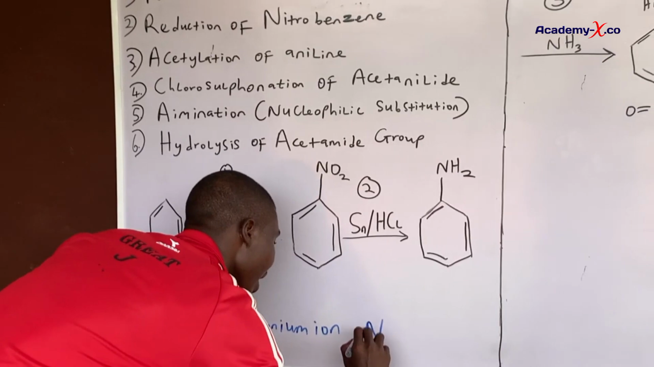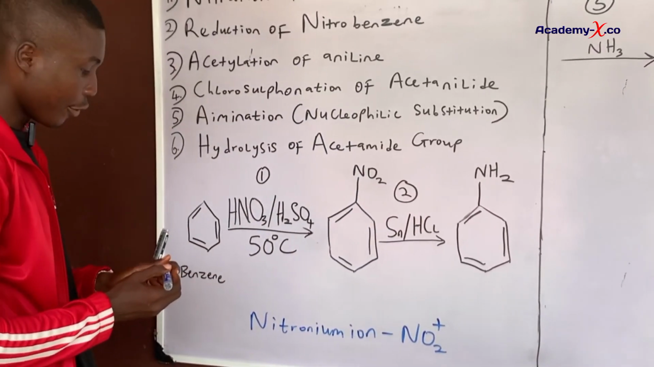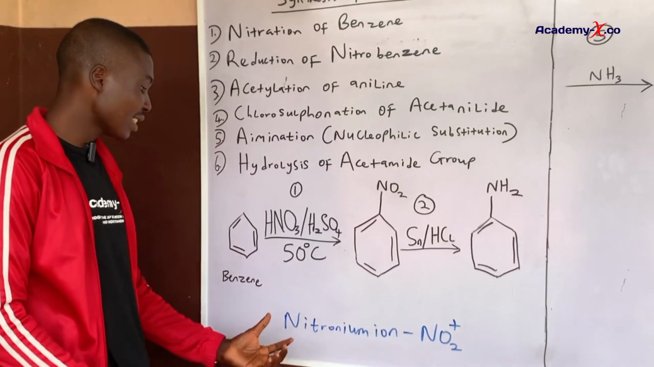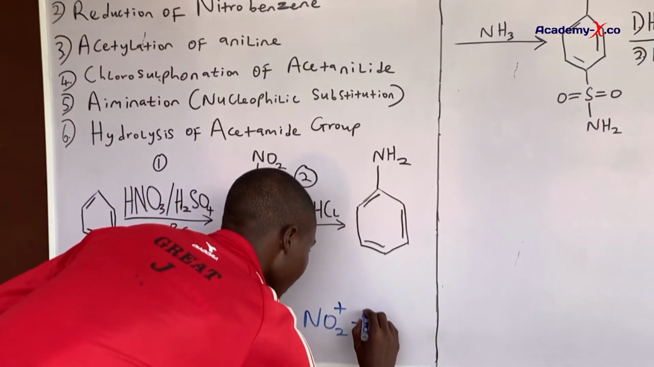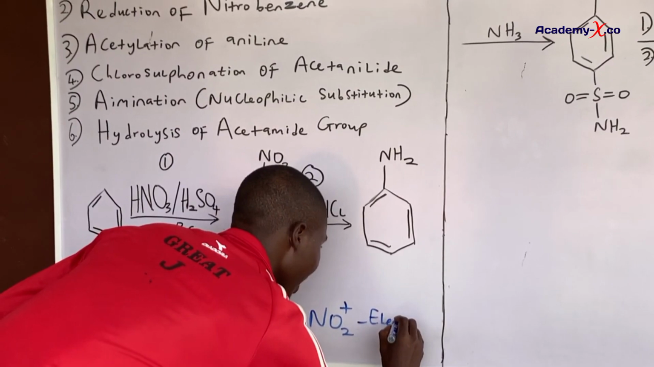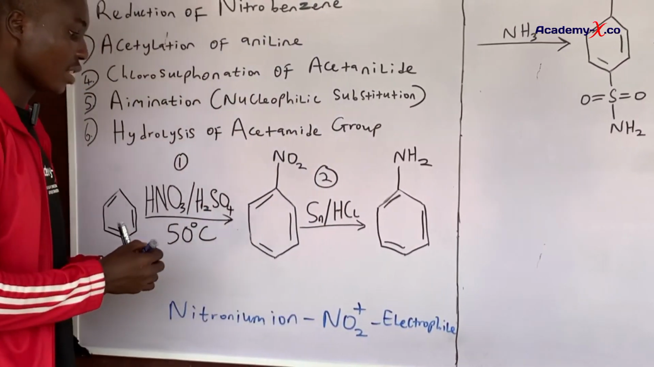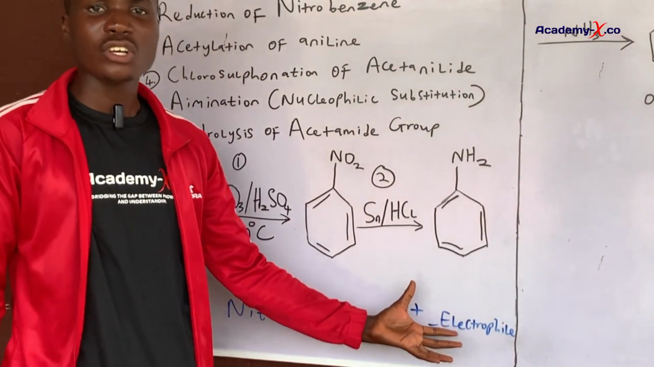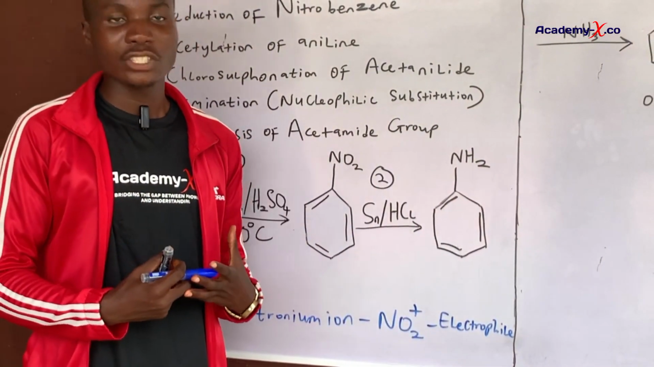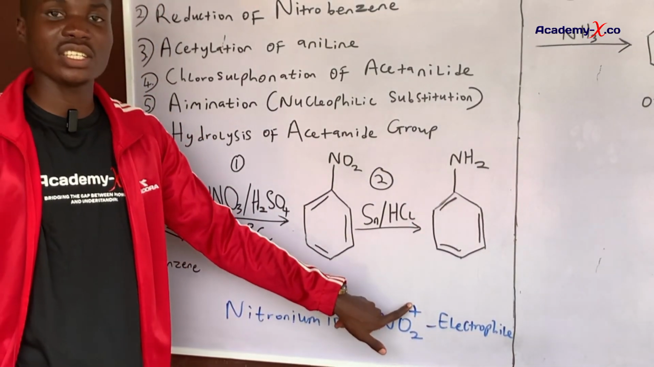to form nitronium ion, which is NO2 plus. So that nitronium ion is the electrophile. You know, I told you that electrophiles are electron deficient, so they accept electrons. And to show that they are electron deficient, you find that the charge is positive.